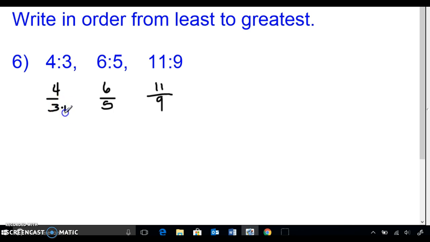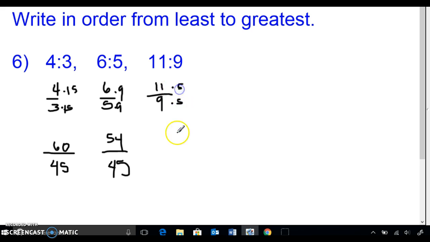So this one I have to times by 15. 3 times 15 gives me 45. 4 times 15 gives me 60. This one I times them both by 9. 5 times 9 gives me 45. 6 times 9 gives me 54. And then here I'm going to times these by 5. So that would give me 55 as my numerator and 45 as my denominator.